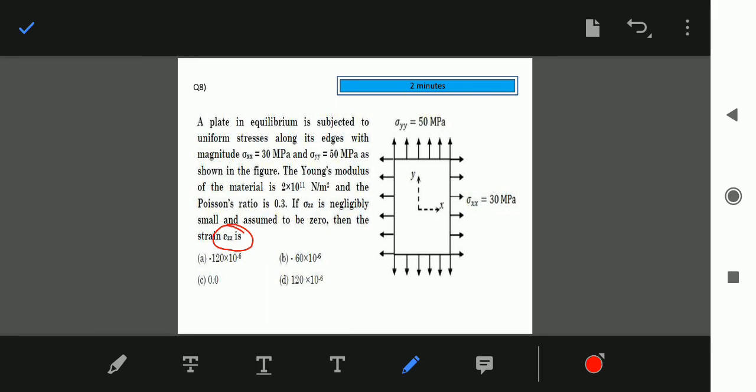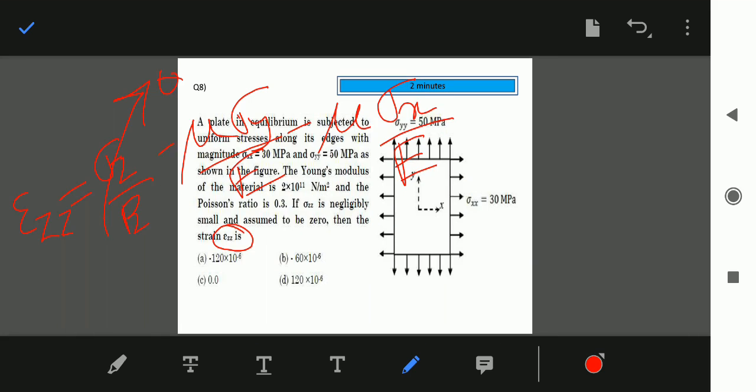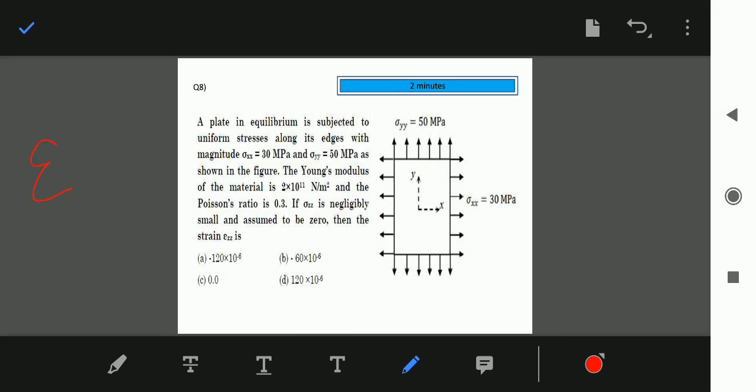We have to find epsilon zz. The strain in the z direction is given as sigma z upon E minus mu times sigma y upon E minus mu times sigma x upon E. Here sigma y is 50, sigma x is 30, and sigma z is given as 0. So epsilon z will be minus of mu into sigma.